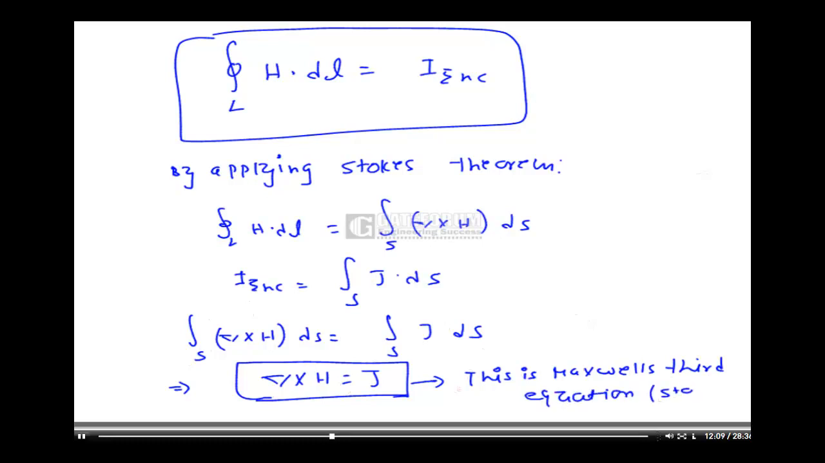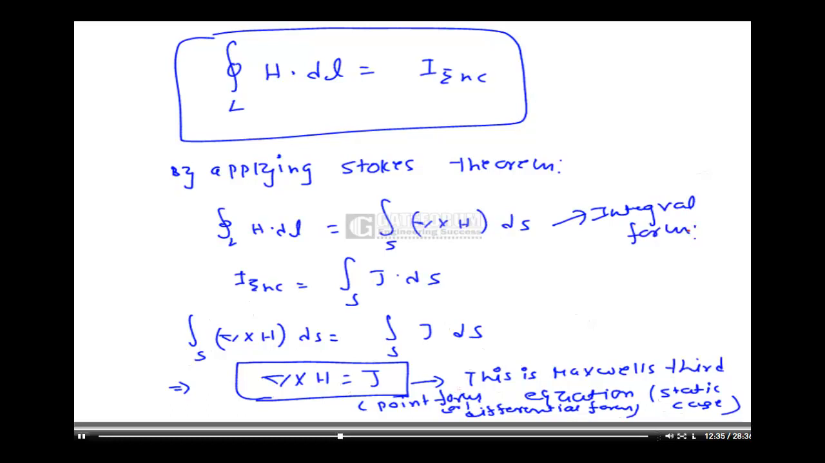This is the static case; I am discussing everything for the static case. This is also in point form, or differential form. This is the integral form of Maxwell's third equation. Del cross H is equal to J, that is not equal to 0.